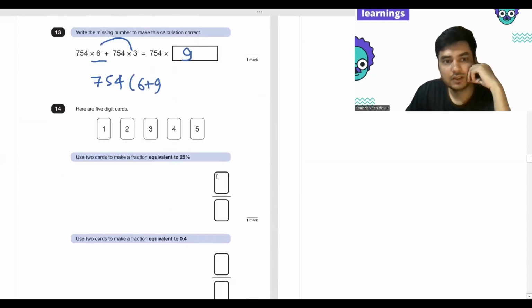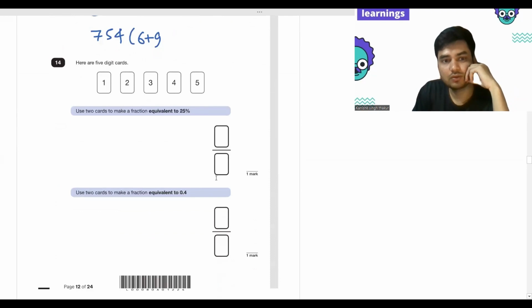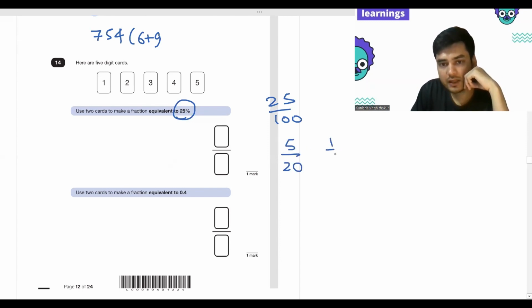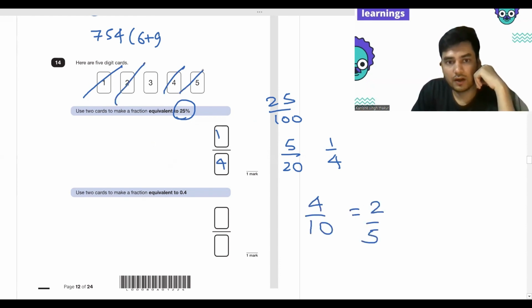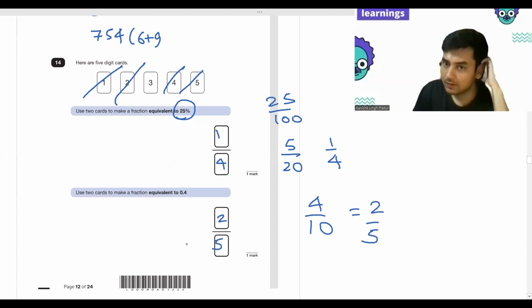Okay. Here are 5 digit cards used to make a fraction equivalent to 25%. Isn't it? So 25% is what? 25 over 100, right? Or else we can write it as 5 over 20, or else I can write it as 1 over 4. Okay, so this is what it can be written. So 1 over 4. So 1 and 4 I used. Okay, use 2 cards to make a fraction equal to 0.4. 0.4 is what? 4 over 10, isn't it? Or 2 over 5. So 2 and 5. Yeah, that's what it is.